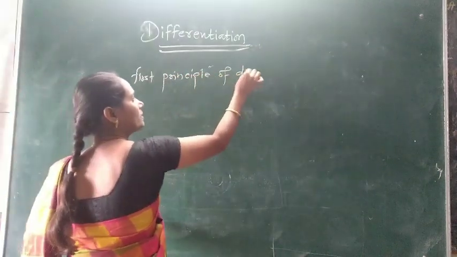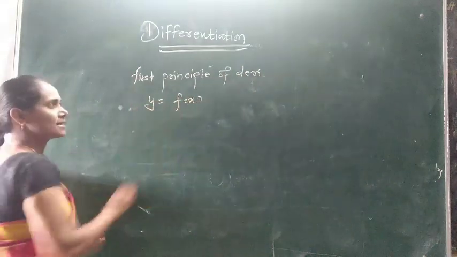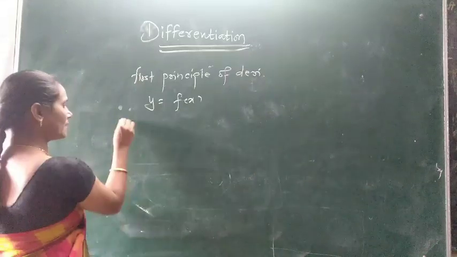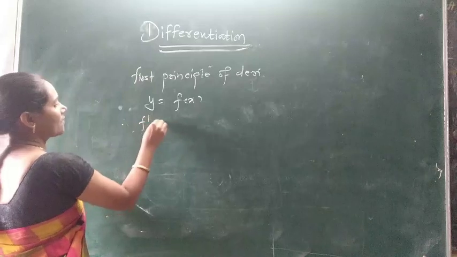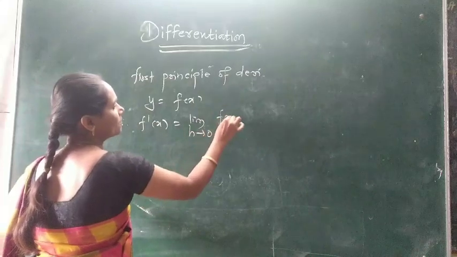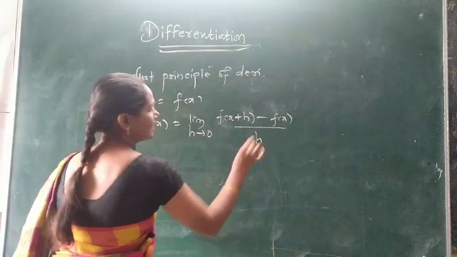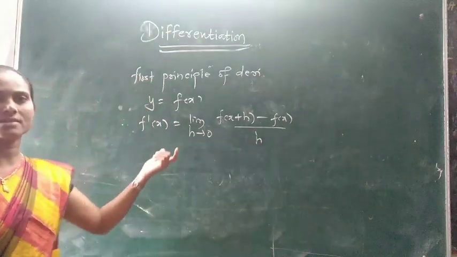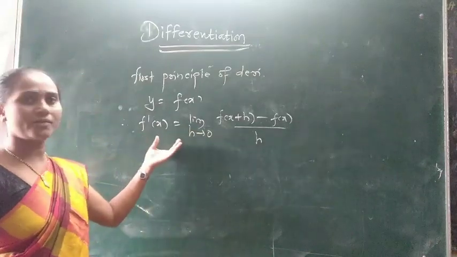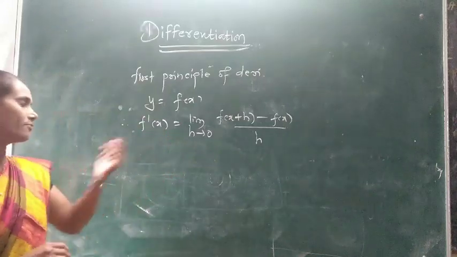First principle of derivative. If y is equal to any function f of x, then how do we find the derivative by using the first principle? f dash of x is equal to limit h tends to 0, f of x plus h minus f of x, divided by h. h is the smallest increment as h approaches 0. By this formula, we've already studied the derivatives of trigonometric functions and some other functions.